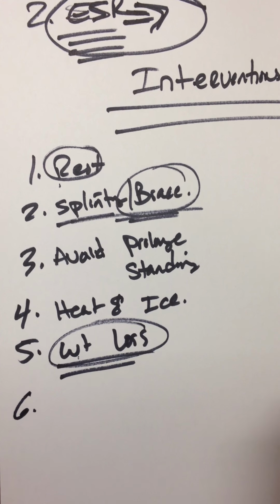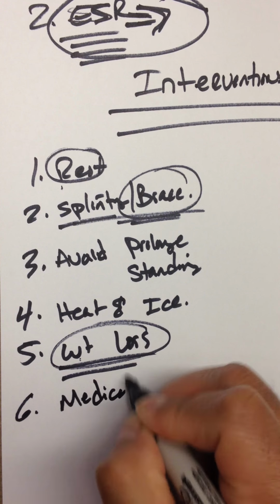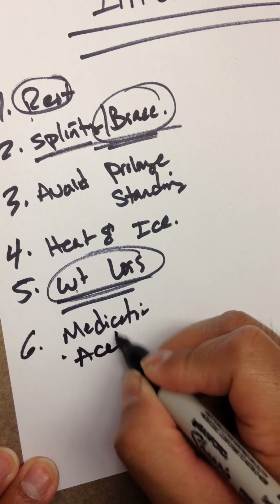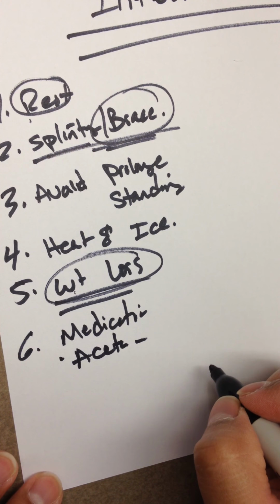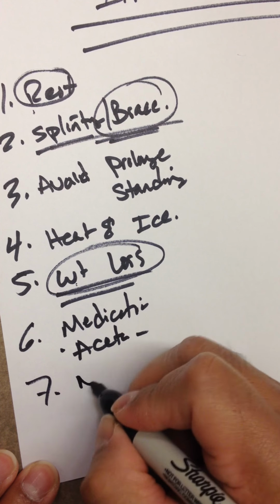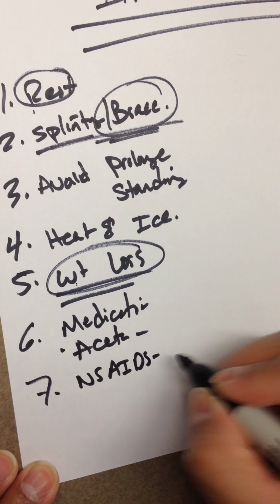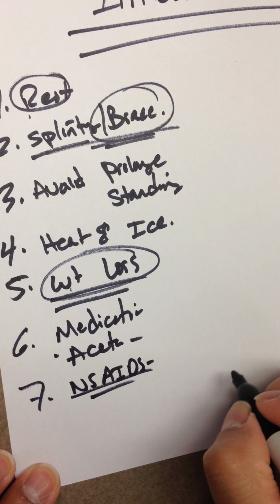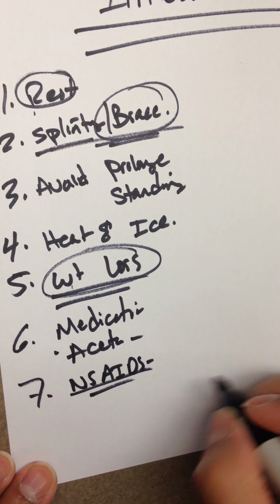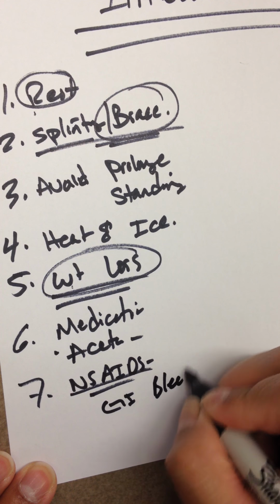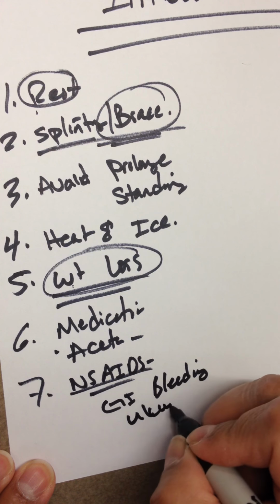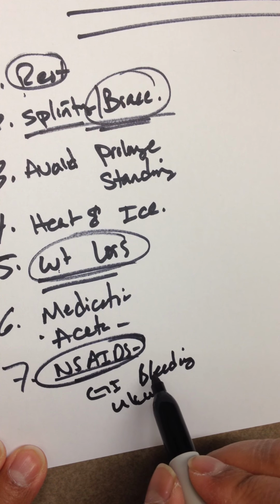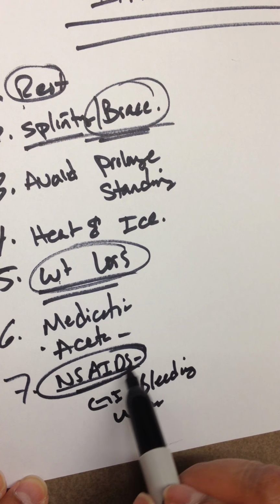Now, 6, medications. So you could give something like acetaminophen or Tylenol. You can use NSAIDs like ibuprofen. Now remember that with the NSAIDs, you might run into some GI tract problems, maybe some GI bleeding, ulcer development if again the NSAID use is prolonged. So you would also have to educate your patient on the side effects of NSAIDs.